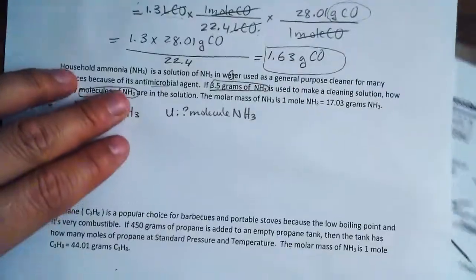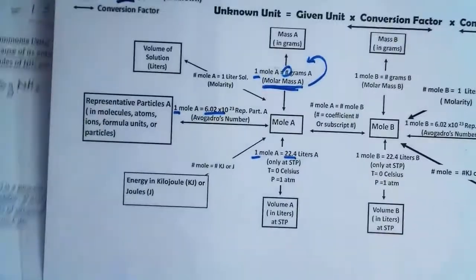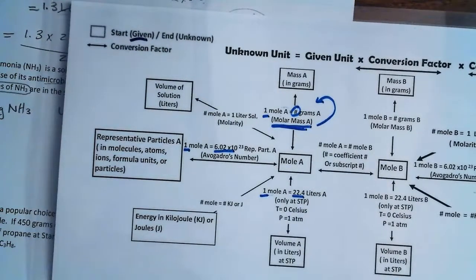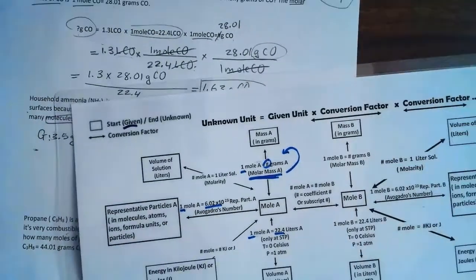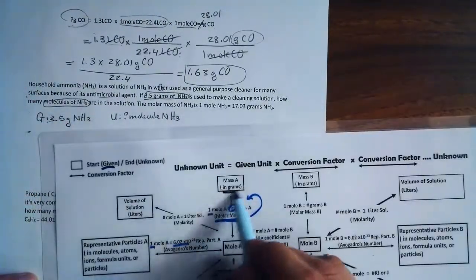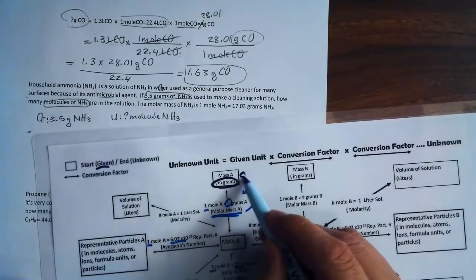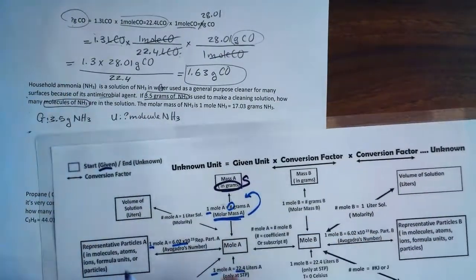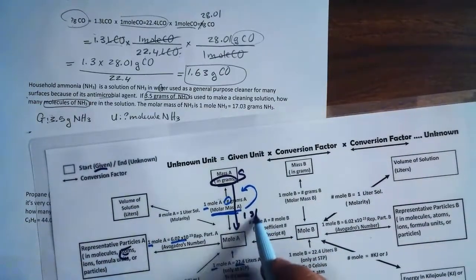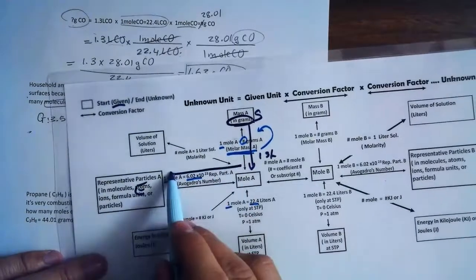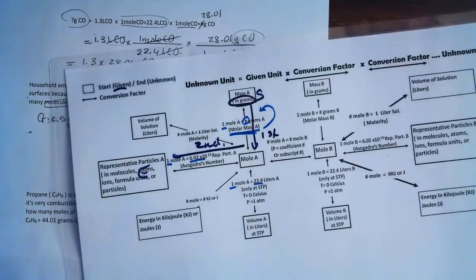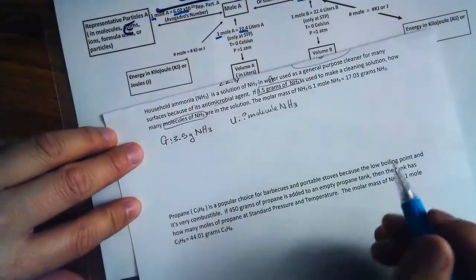Let's go back to our stoichiometry flowchart. Where do we always start? From our given. And where do we always end? At the unknown. So our given is 3.5 grams of ammonia, which is right here, and we end at molecules, which is right here. Going down is our first conversion factor. Then we need to go across, which is our second conversion factor. So let's create our conversion factors.